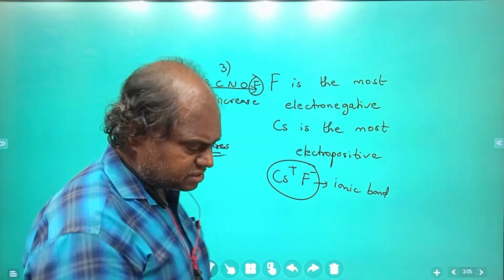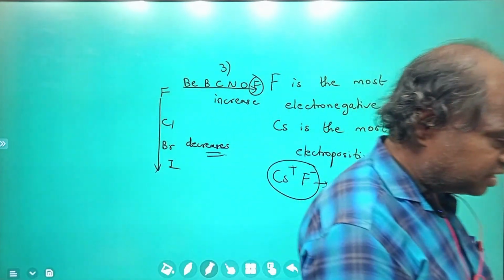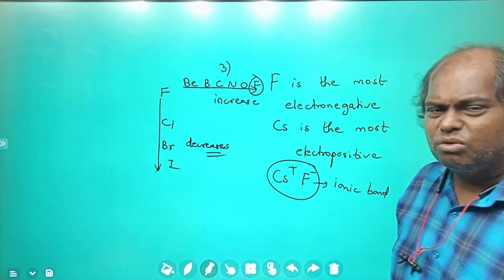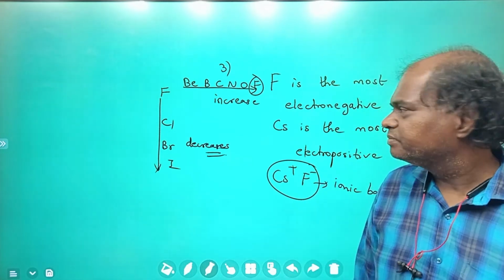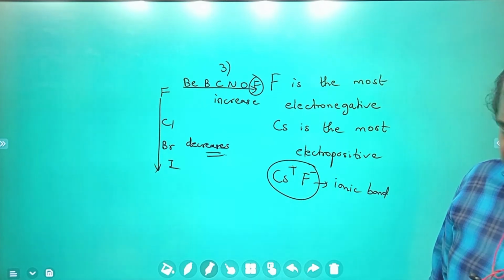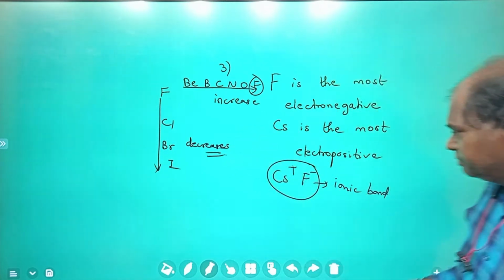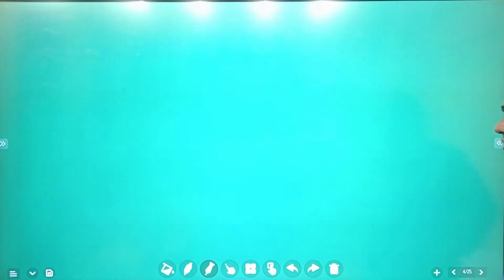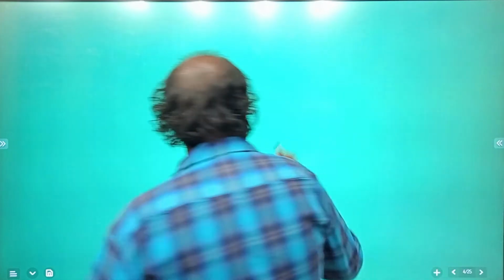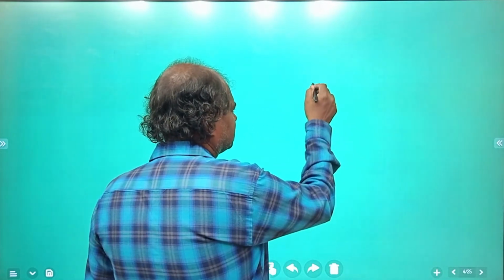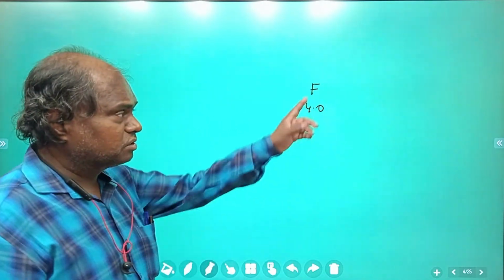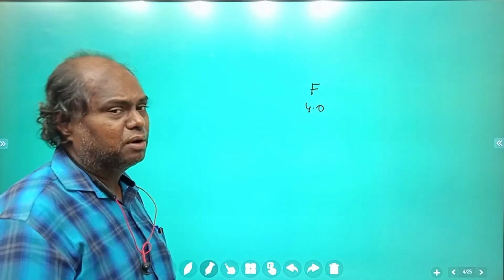And students, one good news is that there are no exceptions. Like in other properties, we used to study exceptions, right? But here, one good thing is that there are no exceptions. It's very simple. Okay. In fact, you can remember the values also. So I hope you are getting this right. So I'll give you the values. Fluorine is 4. Fluorine has an electronegativity of 4 based on the Pauling scale, based on the calculations done by Pauling.